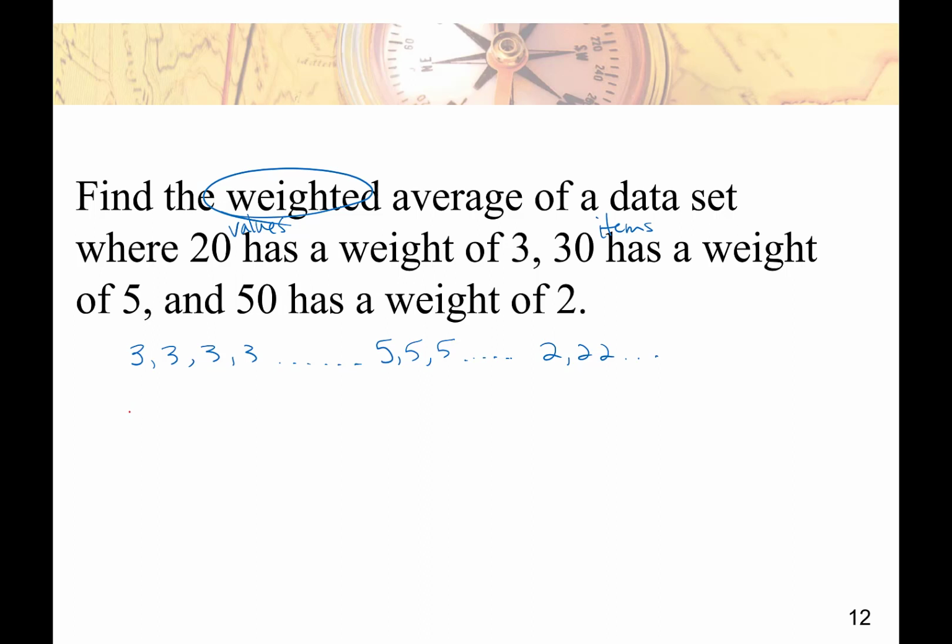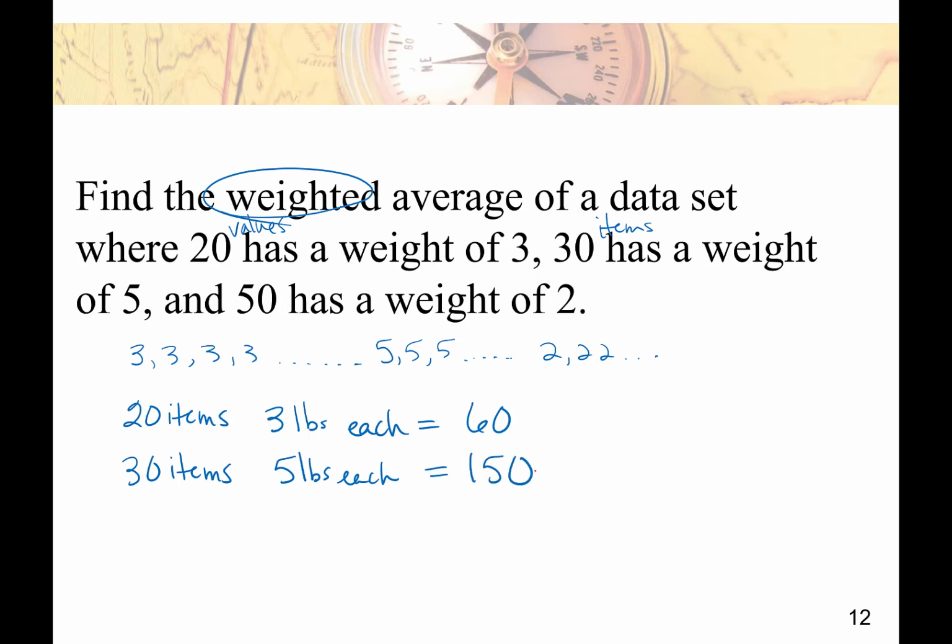So if I take these 20 items and they are 3 pounds each, all of those 20 items together make up 60 pounds. Now if I take the 30 items that weigh 5 pounds each, all of those together weigh 150 pounds. And then take the 50 items and each of them weigh 2 pounds, and so all of those 50 items together weigh 100. Now I just have 3 numbers to add together instead of adding 100 numbers together. And so 60 plus 150 plus 100 is 310.